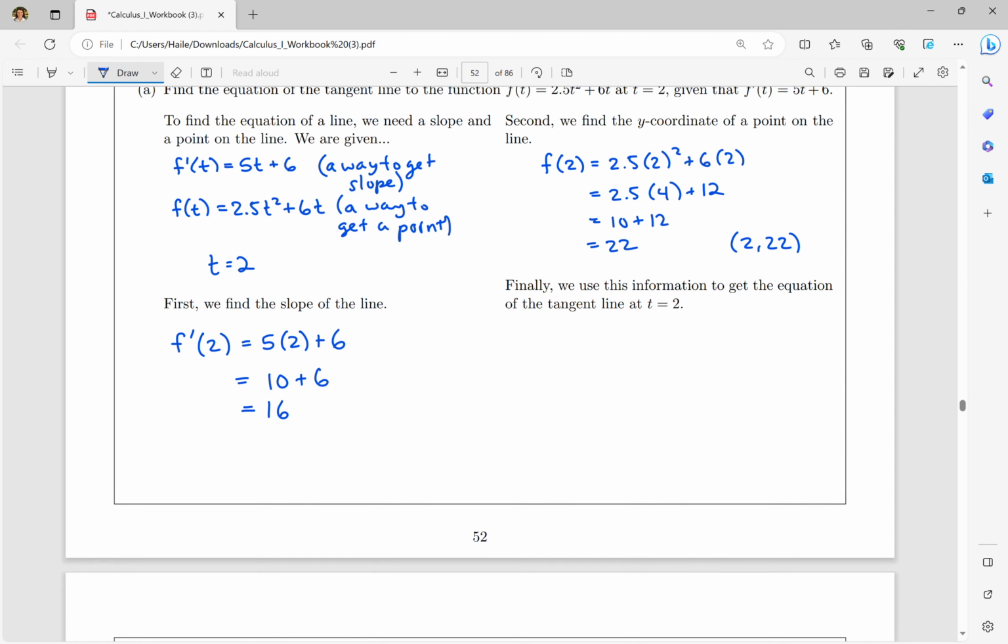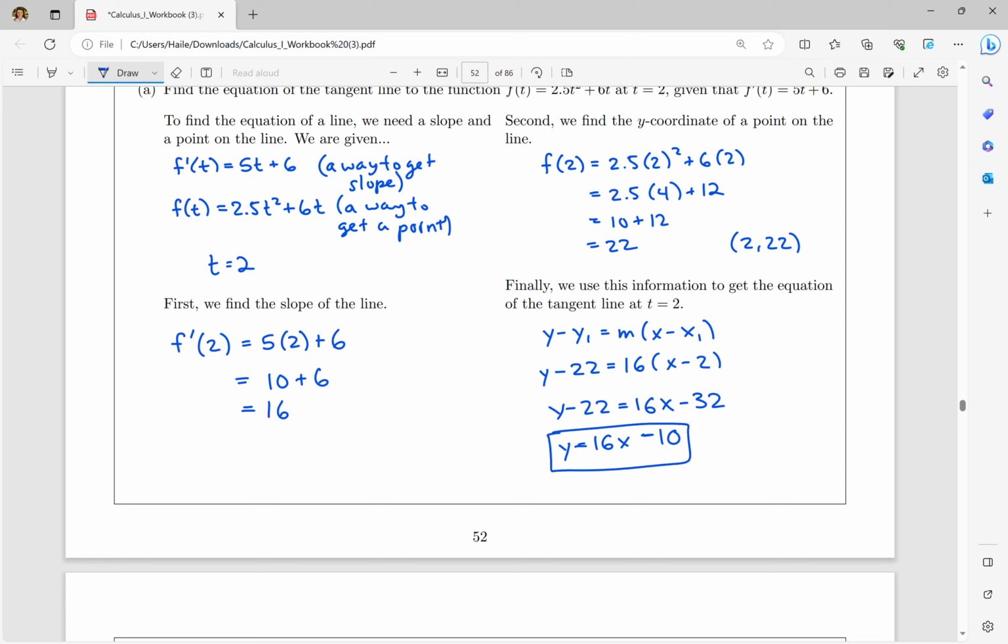So I'm going to use point-slope form, which is y minus y1 is equal to m times x minus x1. And if we plug in what we know, we have y minus 22 is equal to 16 times x minus 2. If we wanted to turn this into slope-intercept form, because I think we're going to have to graph it on the next page, let's go ahead and distribute the 16. So we have 16x minus 32. And this will give us y is equal to 16x minus 10.